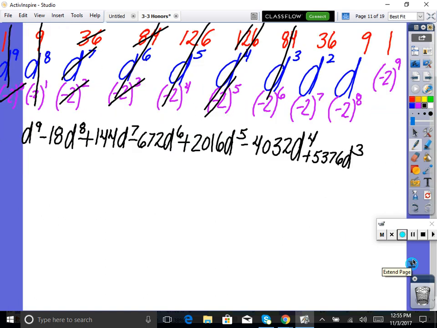We're so close. What was the next coefficient, if you don't mind me asking?